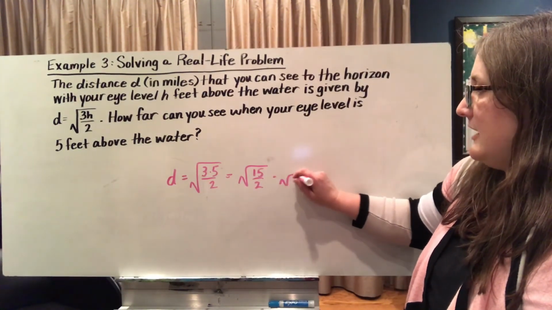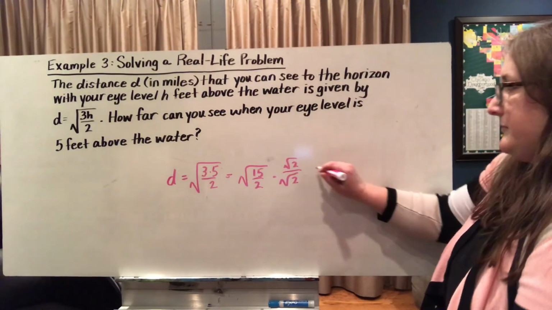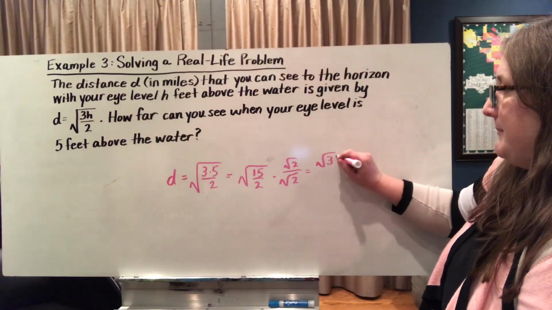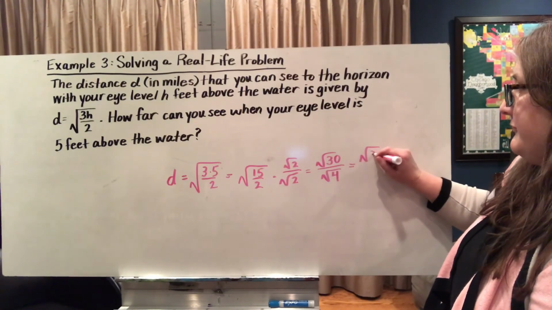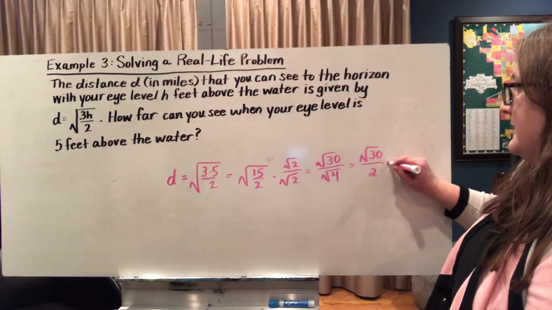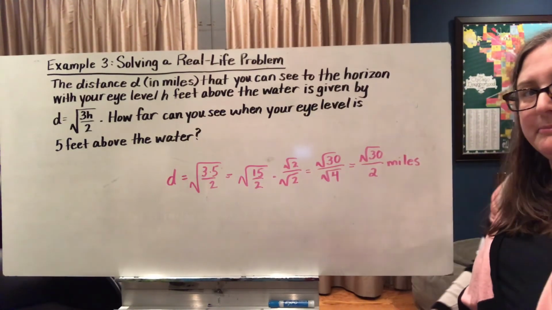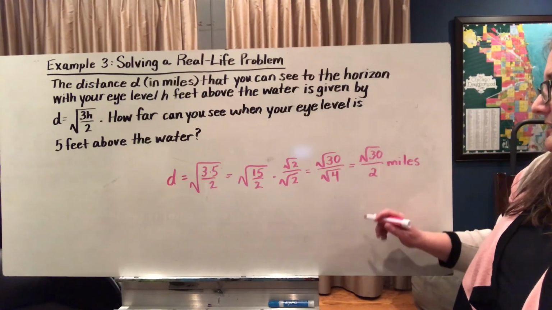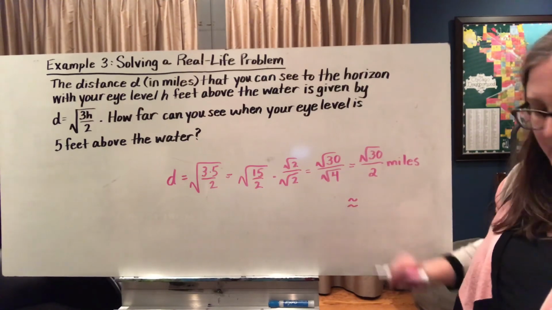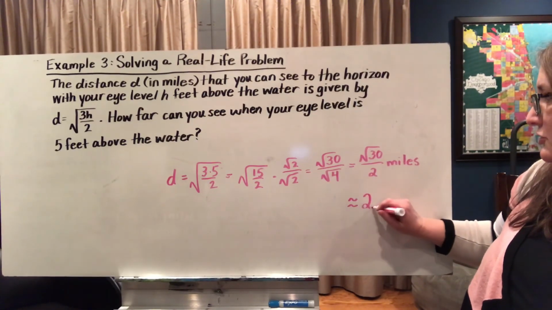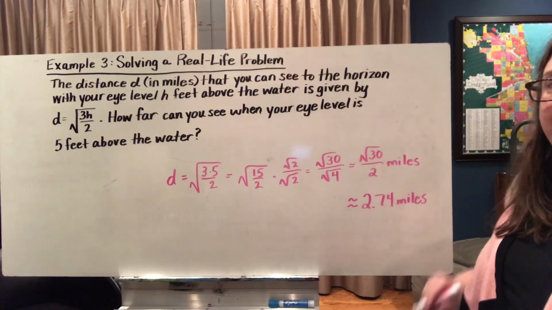Now to rationalize my denominator here, I'm going to multiply the top and the bottom by the square root of 2. So I'm going to get the square root of 30 on top over the square root of 4 on the bottom, which is the square root of 30 over 2 miles. Now, this answer, even though it is a simplified radical, doesn't make much sense. So in my calculator, I'm going to do the square root of 30 divided by 2, and I get a long number, but it is approximately 2.74 miles. So I can see for about 2.74 miles.